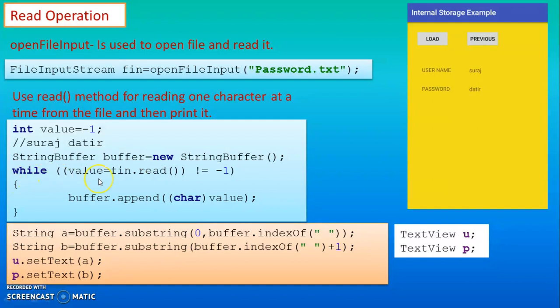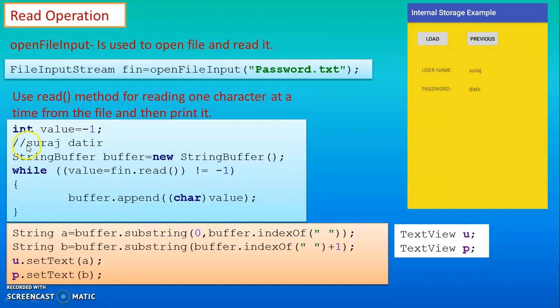So for that you have to use while statement. The meaning of this statement is it will check whether the data is present in the file or not. If the data is present, that value will be stored in the buffer. So for that we are using the statement buffer dot append. Means one by one the character will be added in the buffer variable.